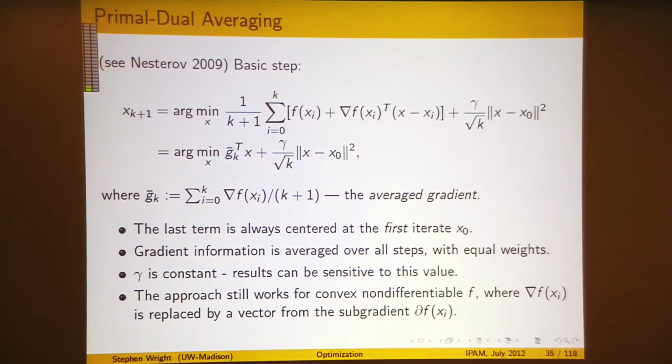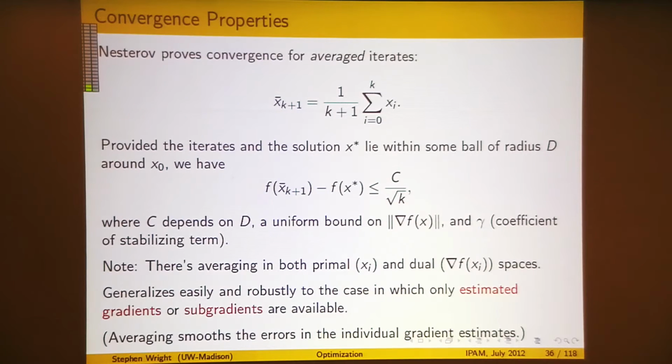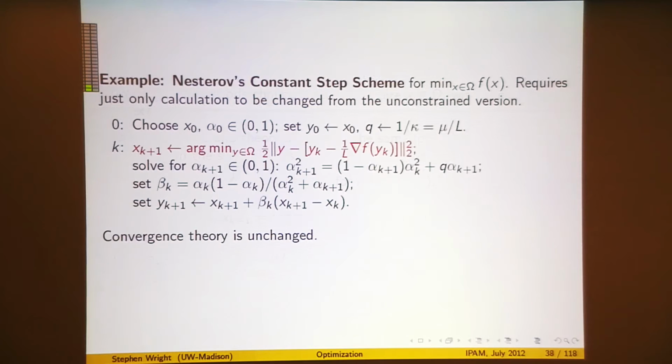Practically, in the case where omega is a simple set, it can also be trivial. For example, if omega is a box, where you've just got upper and lower bounds on each component of x, it's very easy to write down a closed form solution of this problem, okay? Or if omega is a ball, it's easy. In cases where omega is a general convex set, it can be much harder, but there are many special cases where it's not hard.